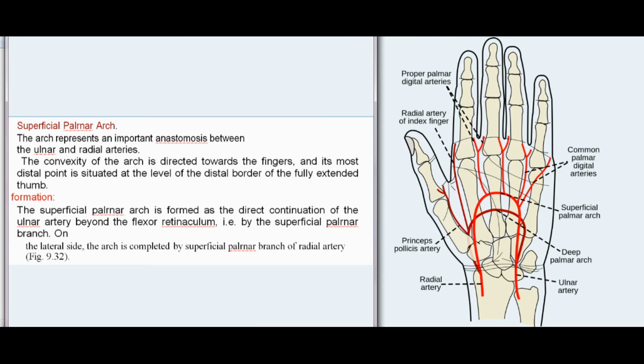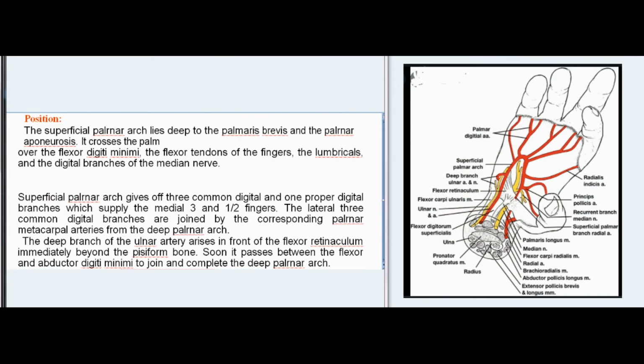Position. The superficial palmar arch lies deep to the palmaris brevis and the palmar aponeurosis. It crosses the palm over the flexor digiti minimi, the flexor tendons of the fingers, the lumbricals, and the digital branches of the median nerve. Superficial palmar arch gives off 3 common digital and 1 proper digital branches which supply the medial 3 1/2 fingers. The lateral 3 common digital branches are joined by the corresponding palmar metacarpal arteries from the deep palmar arch.